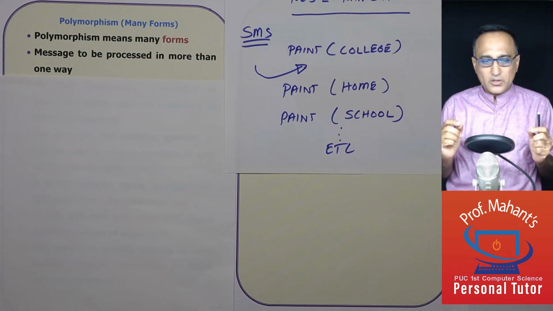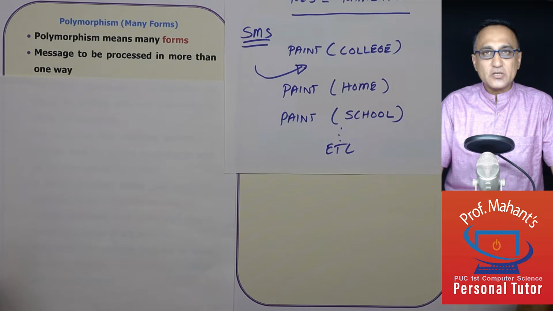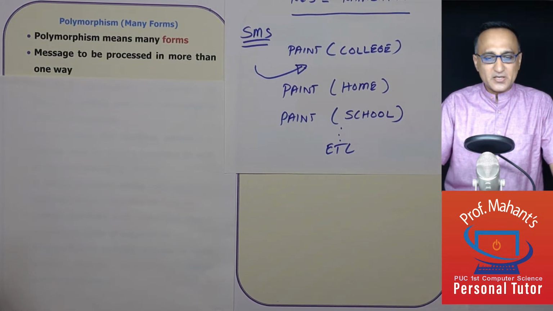Let us talk about one more feature of object-oriented programming called polymorphism. Polymorphism literally means many forms. Think of it like this. Let us say I work in a company which does painting. I paint colleges, I paint schools, I paint homes, I paint furniture, I paint clothes, and so on.